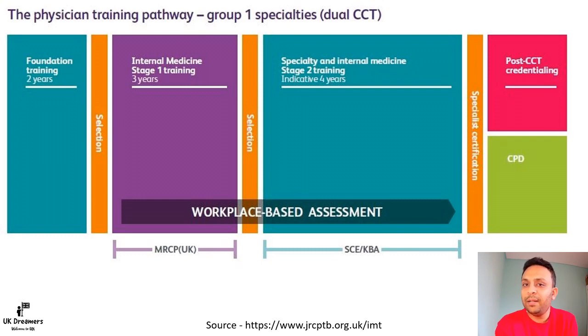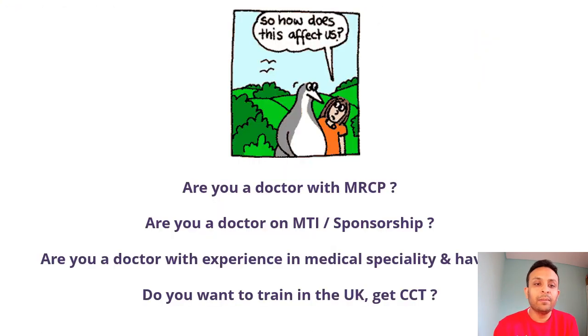and we are supposed to get the MRCP done during this time, and then everyone applies to the higher specialty training, which have been divided into group 1 and group 2, depending on the specialty that you take. Once we finish those years, we finish the requirements, then we get the CCT and become a consultant in the UK or anywhere in the world.